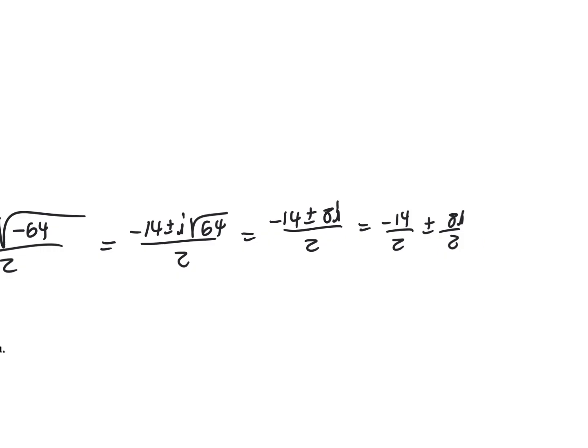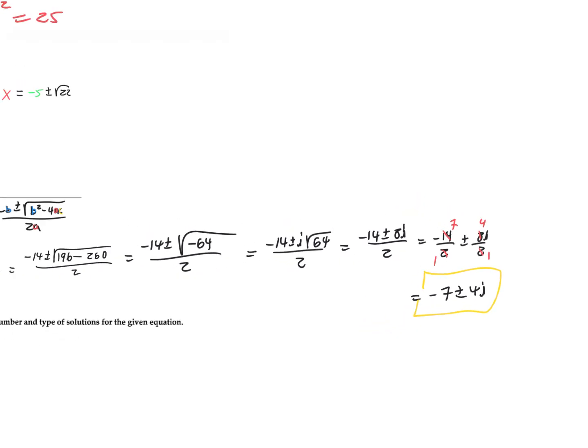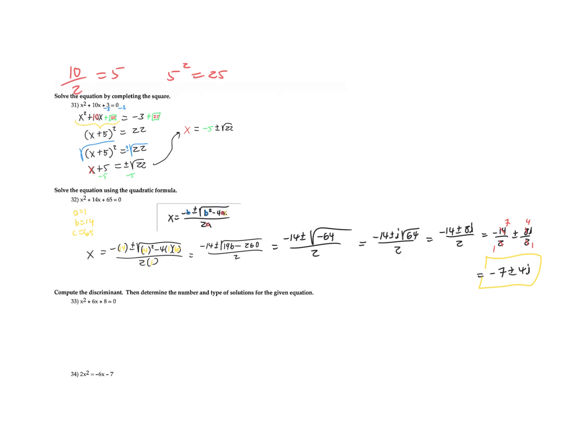And the reason for that is because now you can simplify. This becomes a 7, that becomes a 1. This becomes a 4, that becomes a 1. And then the next thing you know, you have a negative 7 plus minus 4i. And that is the answer that the teacher would like. Okay.